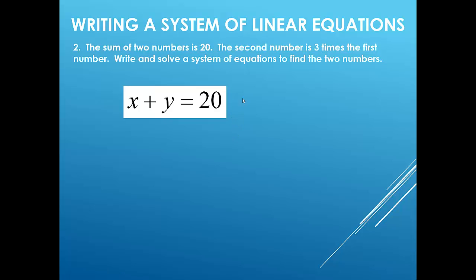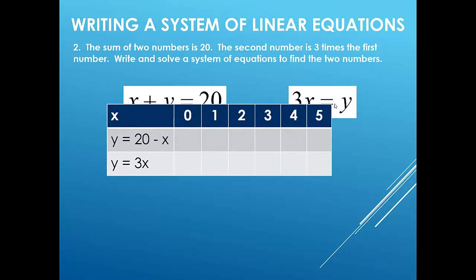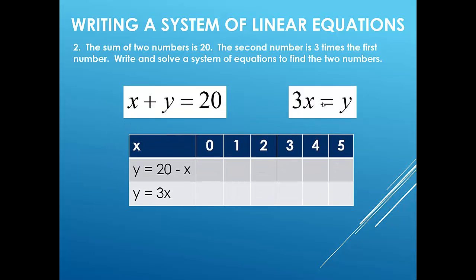For our second equation, we know that the second number, which is y, is equal to 3 times the first number. So if we take 3 times the first number, so 3 times x, it's equal to the second number of y. So now we have our two equations. Next we can go ahead and set up our table for these equations. When we set up our table, we need to have our equations equal to y.